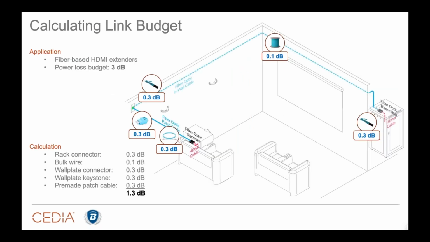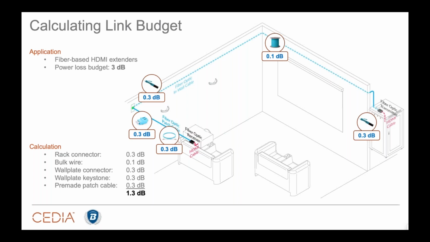So we can look at a real world installation, and what I have on the screen right now may look like a living room or a theater, but really think of this as a video distribution application, whether you're doing residential, and this looks very familiar to you, or you do commercial. This could be a boardroom, a meeting room, a house of worship, a classroom, an auditorium. We're taking video from a rack. We're moving that video over bulk fiber through a wall plate, through a pre-made patch cable, and into the projector.